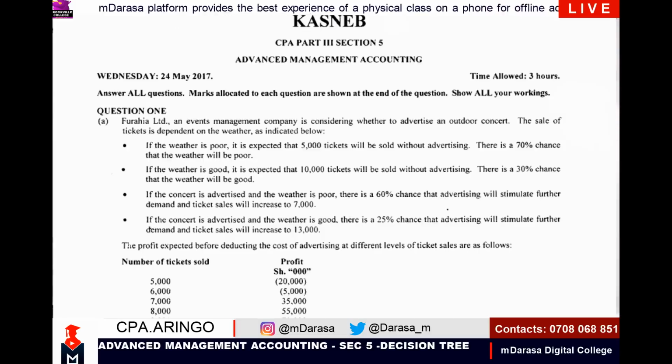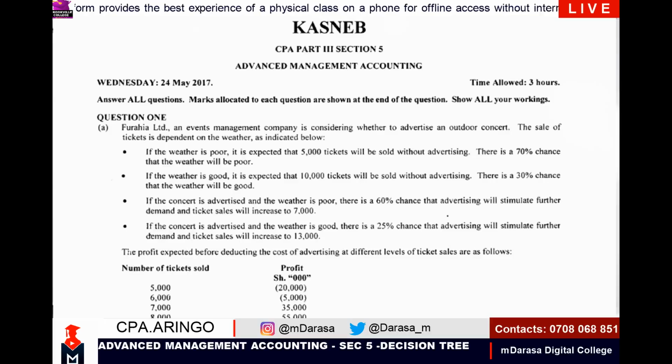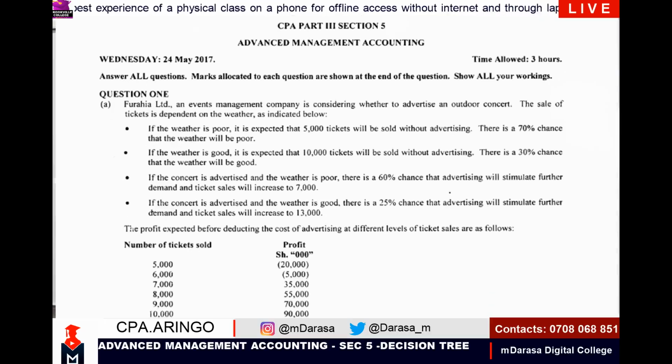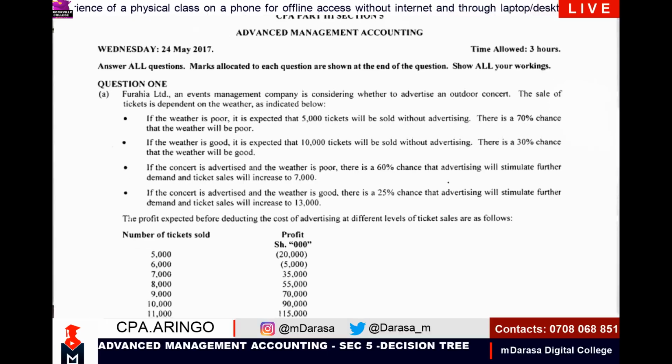So this is what we are told. Let us go through that question together. May 2017, question number 1. We are told that Furahia Limited, an events management company, is considering whether to advertise an outdoor concert. The sale of tickets is dependent on the weather, as indicated below.